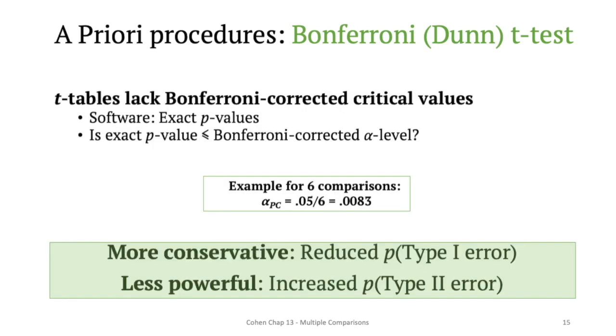But one issue with this is it's more conservative. So you do reduce the type 1 error rate, but that means it's less powerful. It actually, at the same time, increases your type 2 error rate. You're more likely to miss something that is actually there.